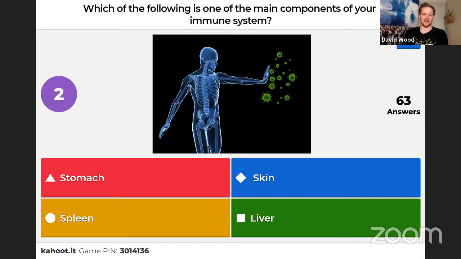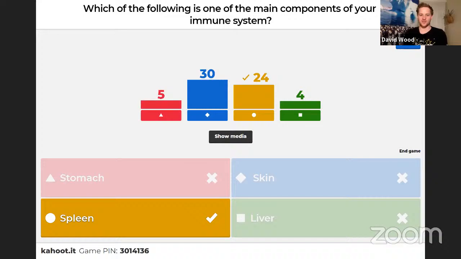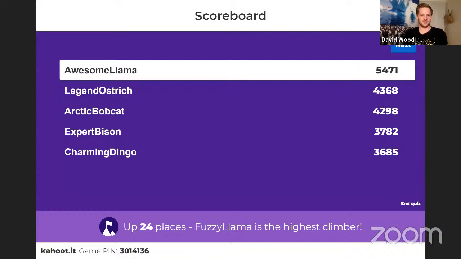It is the spleen. Well done to those of you who got it right. All 24 of you, well done. Next question is, Awesome Llama, you're not slipping. Well done. You are awesome.